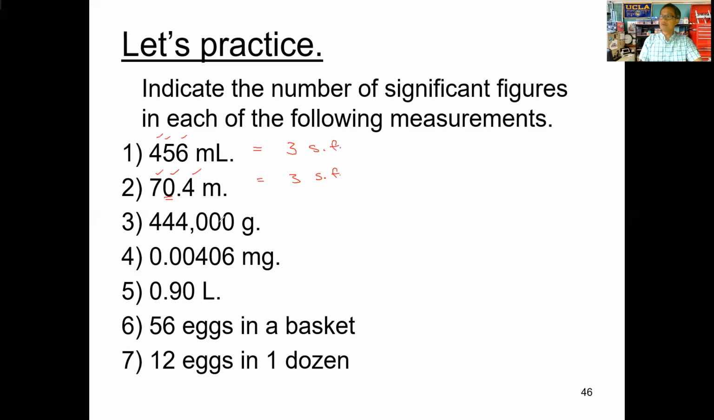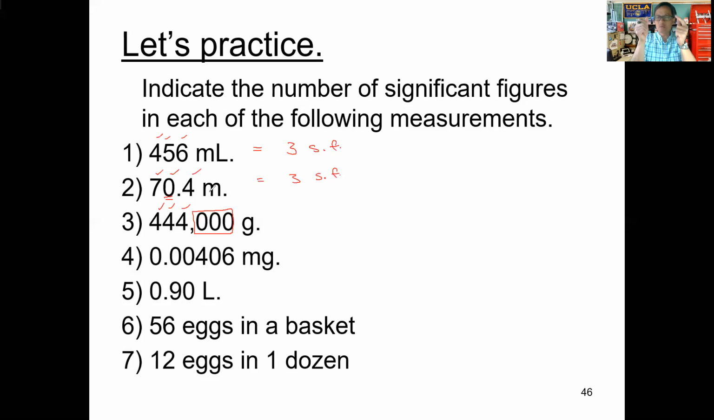Let's take a look at the third measurement. The number here is 444,000. All of these here, those 3 4s, they count. They are significant because they're non-zero digits. What about these 3 zeros right here? First of all, identify what type of zeros they are. They're not in between 2 non-zero digits. They're not the leftmost zeros. These are the rightmost zeros.